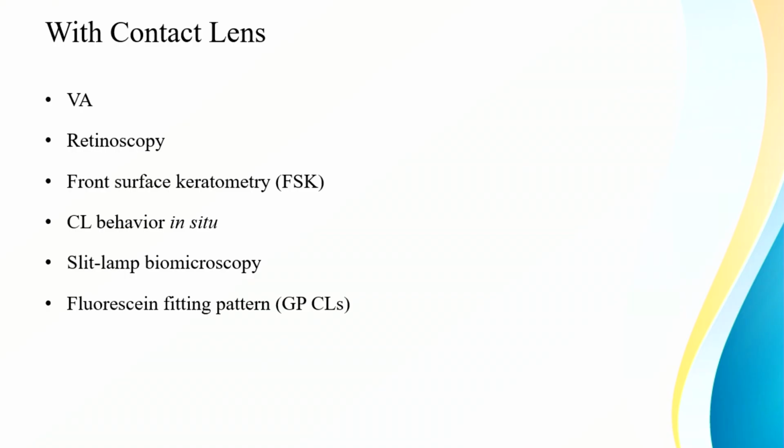As soon as the patient comes, we go through the slit lamp and check for abnormal signs like staining, neovascularization in a long-term user, hypoxic symptoms, and any edema. And with contact lens, we do the routine checkup like visual acuity, retinoscopy to check whether there is any power difference, and keratometry on top of the lens to check for any lens flexure or lens changes, and CL behavior.